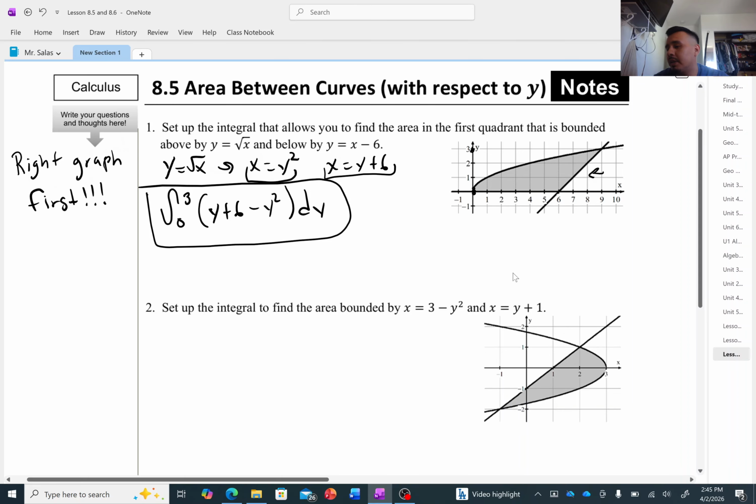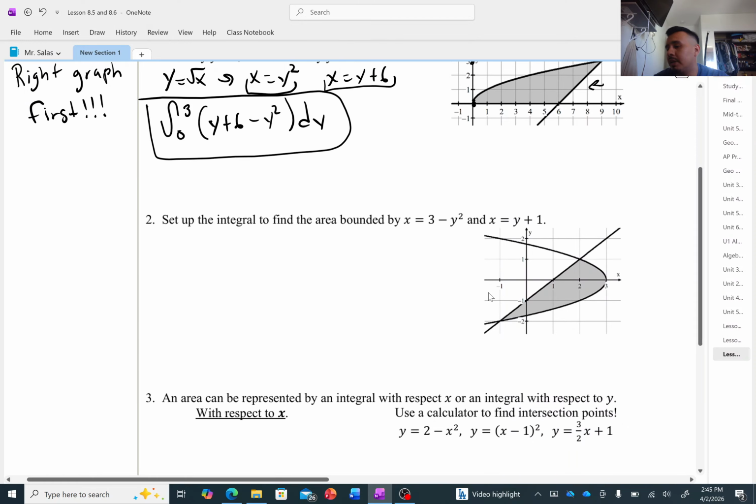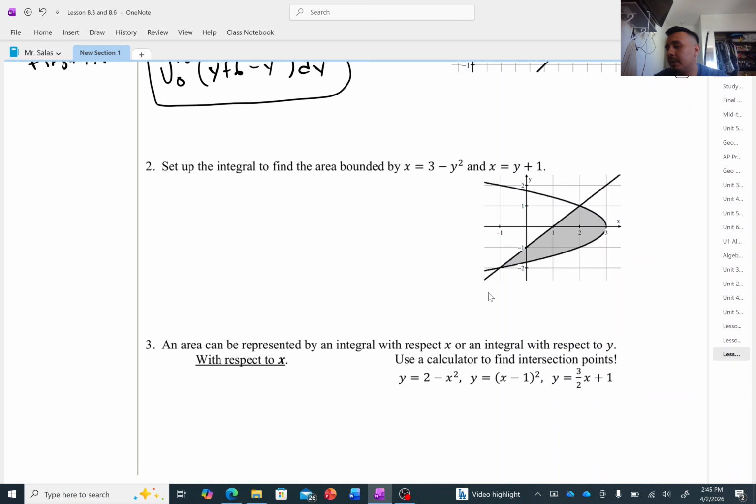Let's do the second one. The second one's a little bit trickier. The reason is you're going to have to get used to adjusting to the graph and thinking about it from top to bottom now, right? So let's look at the second one.